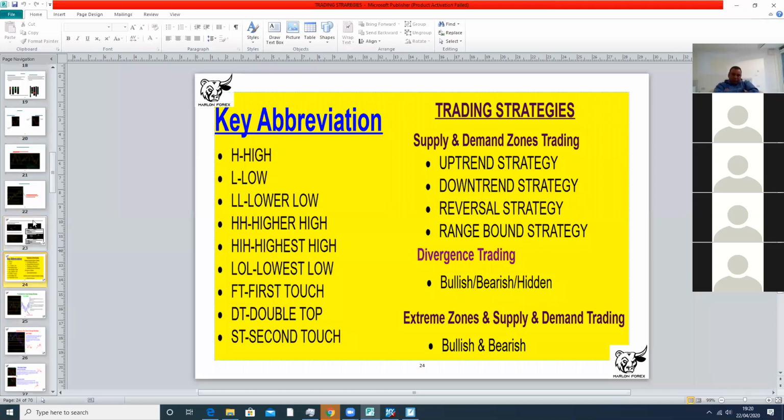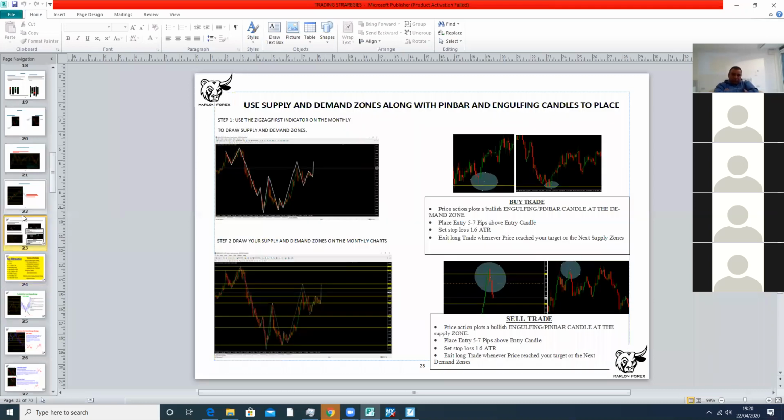Now let's go into a bit of theory here. Okay, so I also use this bit here, so let me explain this bit to you and show you. Now this bit, right? I use supply and demand zones with pin bar and engulfing candles to trade. So once I've got my chart there, as you've seen just now, I then draw my supply and demand zones on the chart.